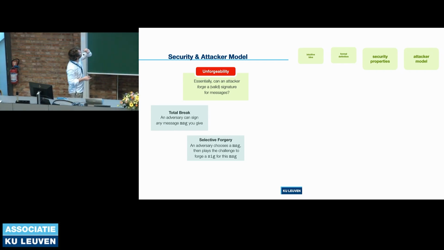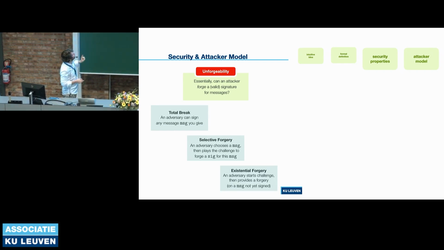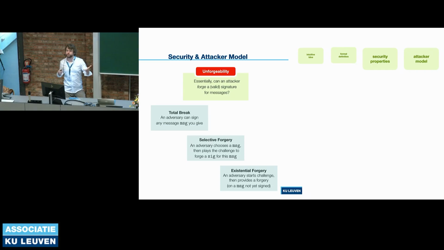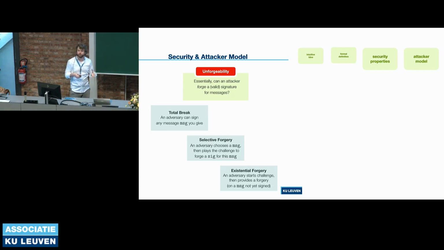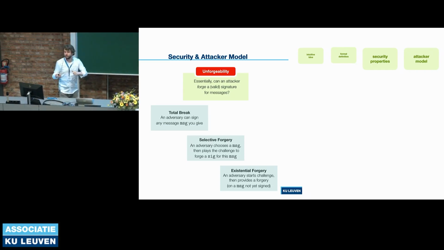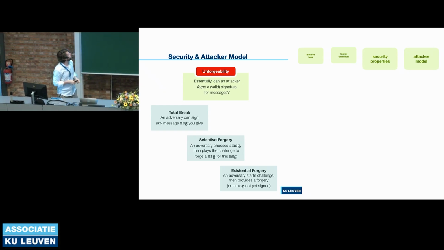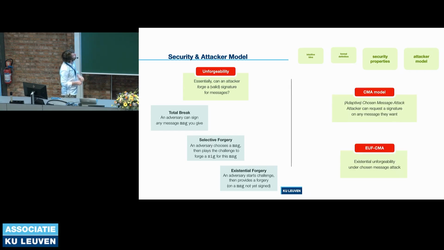But that's not even the weakest variant. The weakest variant is existential forgery. This is where you start your challenge, and we'll see what your powers are in a bit. And at the end, you're going to provide a forgery of a message that wasn't signed before. But it can just be a message you previously had and a signature you previously had, and that you sort of tweaked a bit. If they can still pass as a valid signature, that would be already an existential forgery. So what is the attacker model here?